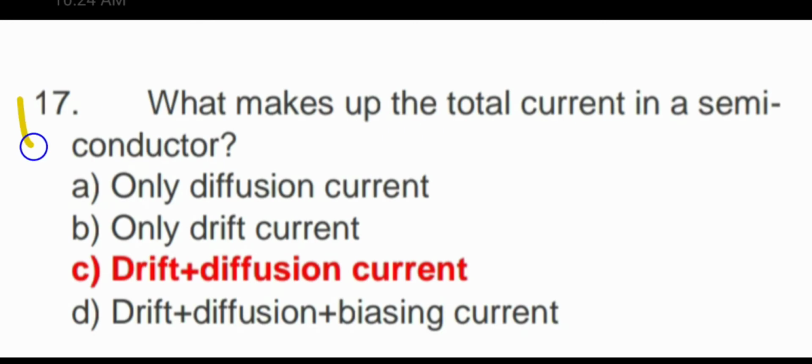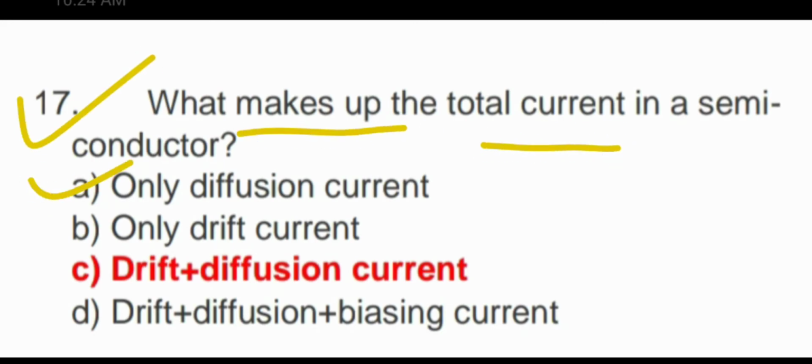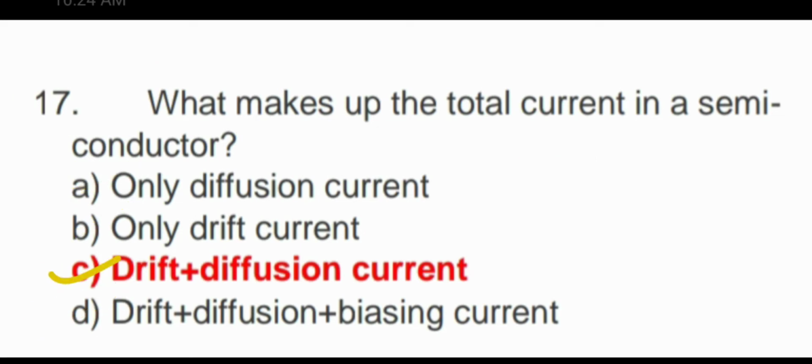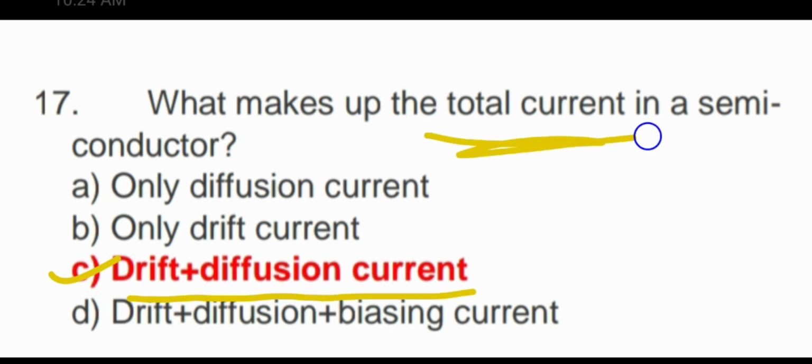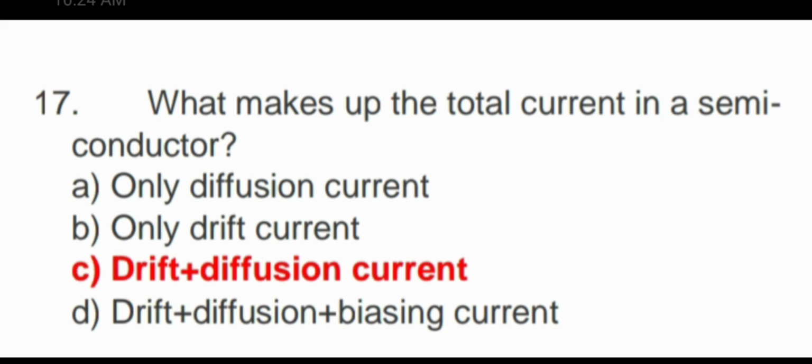Question 17. What makes up the total current in a semiconductor? Option A, only diffusion current. B, only drift current. C, drift plus diffusion current. D, drift plus diffusion plus biasing current. Then the answer is C, drift plus diffusion current. Total current in a semiconductor means drift current plus diffusion current.